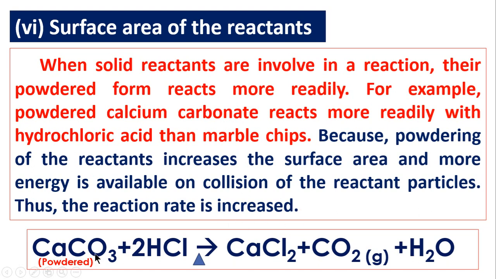So, powdered calcium carbonate, CaCO3, reacts with 2HCl to form calcium chloride, CaCl2, plus carbon dioxide, CO2, plus water. So as the surface area increases, it speeds up the chemical reaction. So these are the factors that affect the rate of chemical reactions.